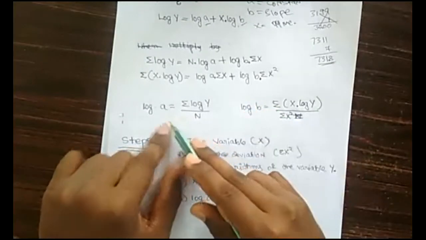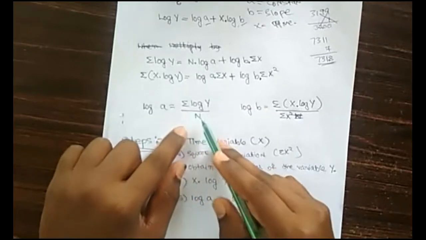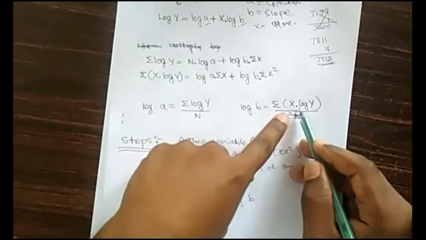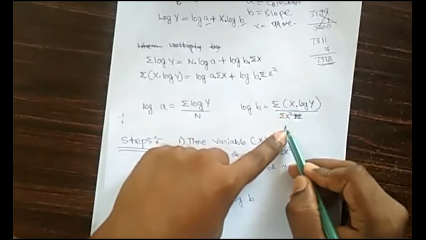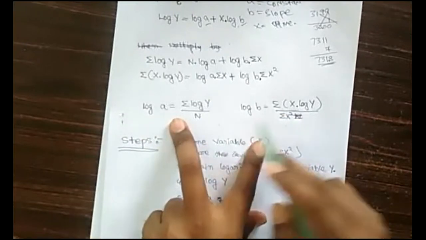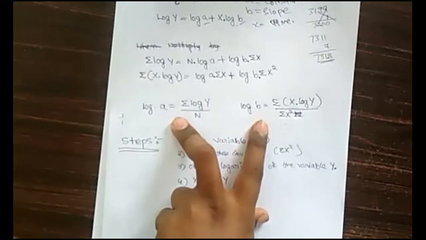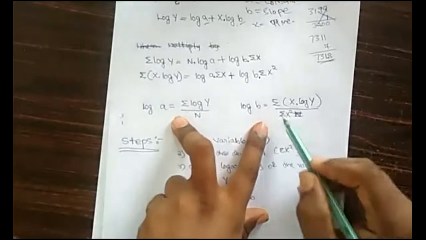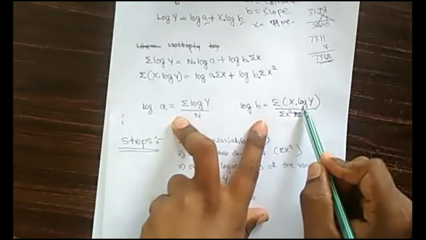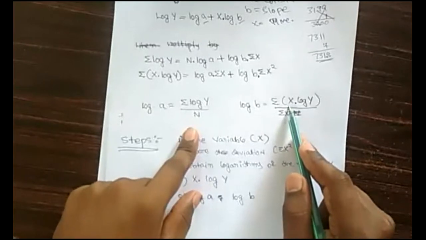So at that time, log a is equal to sum of log y divided by n, and log b is equal to sum of x into log y divided by sum of x square. If you look at this formula, it is similar to the least square method. The only difference is we are finding log of y. So with these two formulas, we can find the value of a and the value of b.